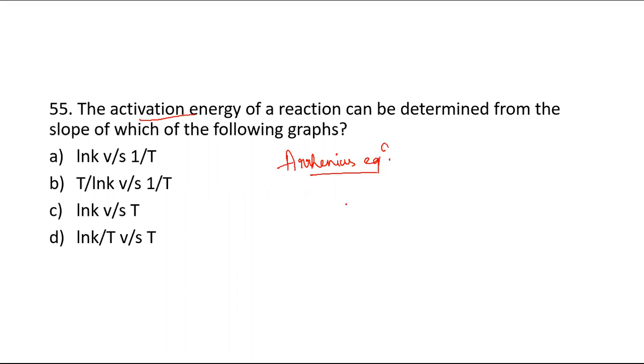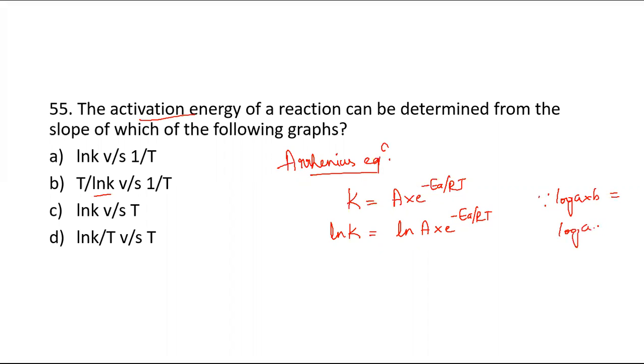Arrhenius equation. According to the Arrhenius equation, k is equal to A into e to the power of minus Ea by RT. Since they have mentioned ln, let us take natural log on both sides. Then what we will get? ln k is equal to ln of A into e to the power of minus Ea by RT. So this is in the form of log of A into B, because log of A into B is equal to log A plus log B.